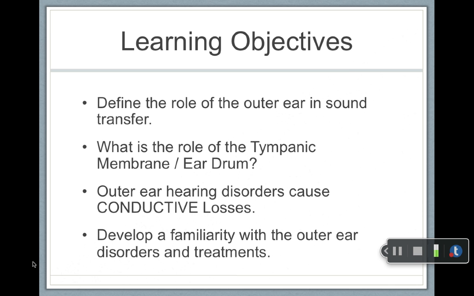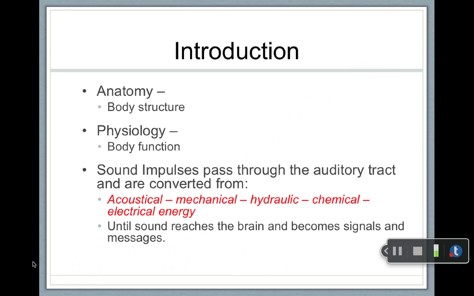Disorders of the outer ear are conductive hearing losses, and they're not as severe as, say, a hearing loss in the cochlea. So anatomy, some review, is the body structure. Physiology is the body function. Sound transfer is a very complicated and impressive process.